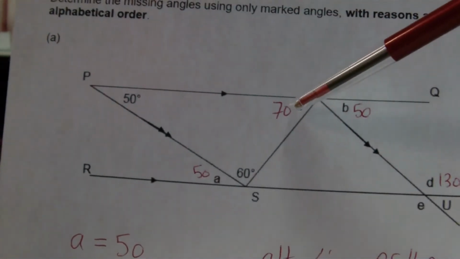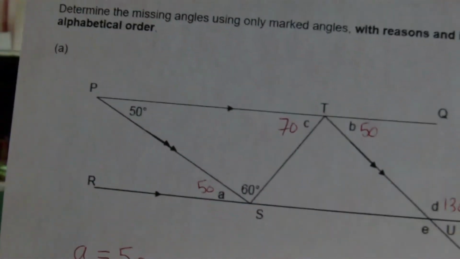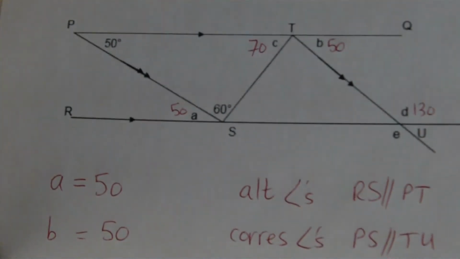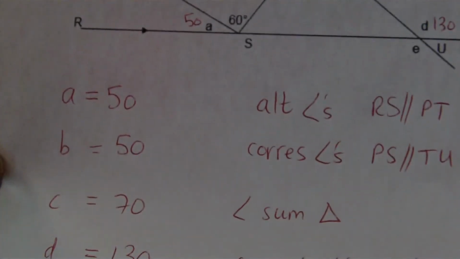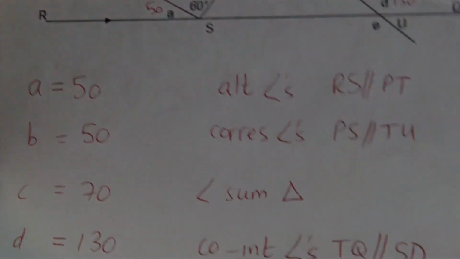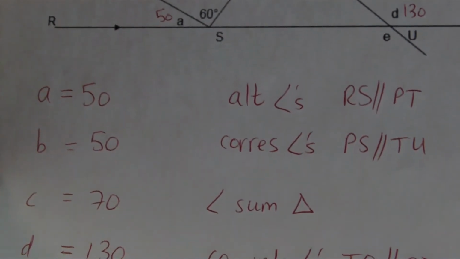So that there must be 70 because of the angles inside the triangle adding up to 180. Alright, so the reason, watch, C is equal to 70, and your reason, angle sum of triangle. That's all you got to write. Super efficient.